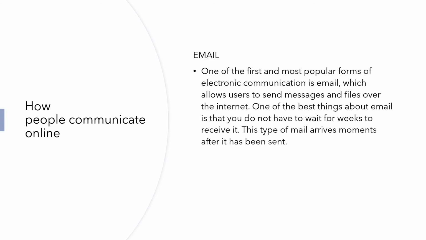The first one is email. One of the first and most popular forms of electronic communication is email, which allows users to send messages and files over the internet. One of the best things about email is that you do not have to wait for weeks to receive it. This type of mail arrives moments after it has been sent. In other words, an email can be sent within a second and it is going to be received.